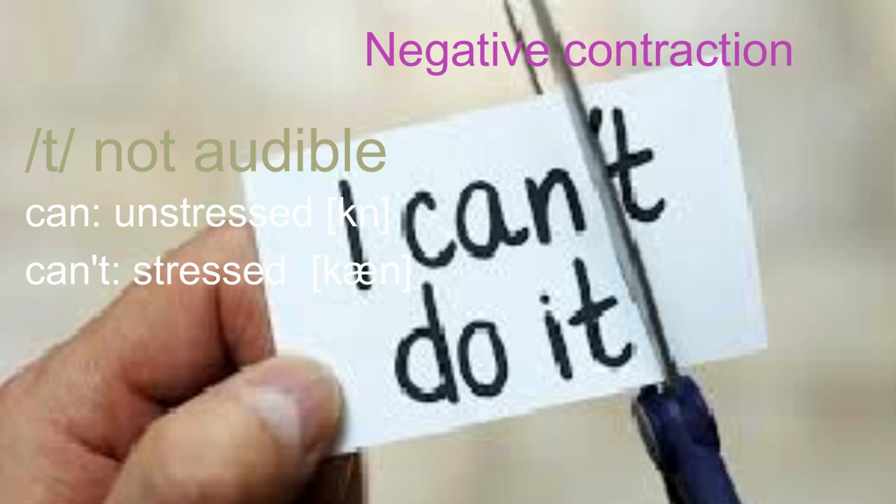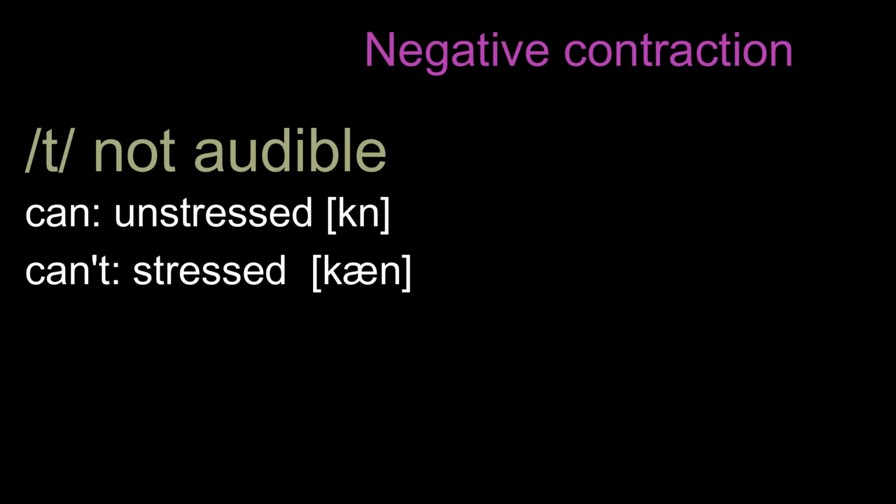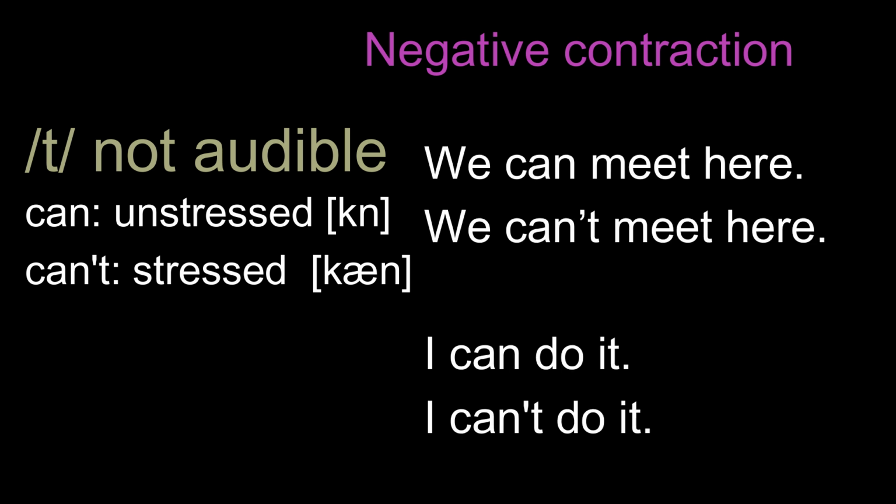The clue is that the positive form, can, is normally unstressed and is pronounced as kun. But the negative form, can't, is stressed and so clearly pronounced as can. For example, we can meet here. We can't meet here. I can do it. I can't do it.